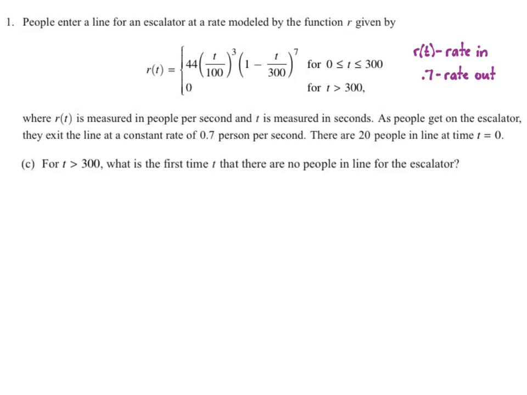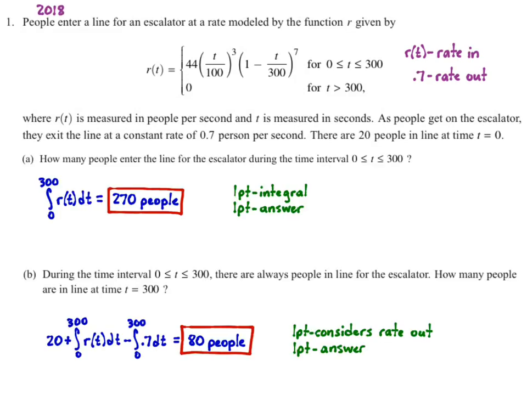Well, remember the equation for the amount of people. The amount of people in line is the amount we started with plus the amount that were added minus the amount that were taken away. So we could go back to this equation here, but we're not going to put 300 here. We could use this. But we've got an issue here because r of t, if we just use the integral from 0 to something of r of t and it's greater than 300, we have a piecewise here, so our function changes.